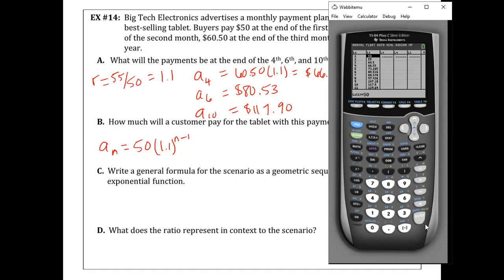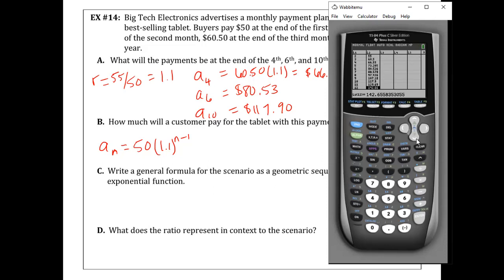All right. So I'm going to go back to L2. So in L2, notice how it's bold over L2. I'm going to type out what we said our rule was. Our rule is 50 parentheses 1.1 to the n minus 1. However, my n values are listed where? In the L1 column. So I'm going to press second 1 so that I can get L1 there. Hit minus 1. Hit enter, and it's going to populate every monthly bill that I have to pay. Does that make sense? So now I have all of this. That's how much I got to pay.